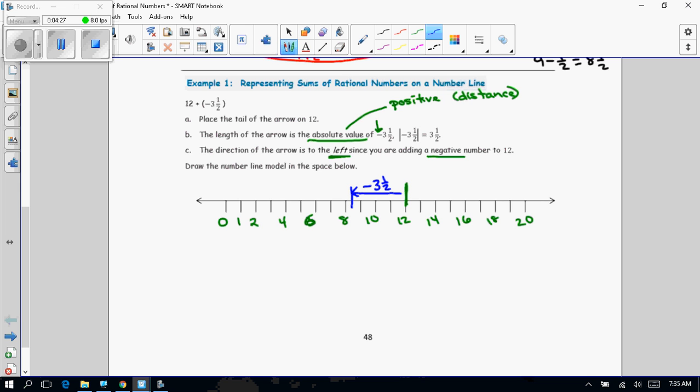3.5. So again, notice it puts me at 8.5. So just a different way of doing this. I want you guys to try this method here on this next problem.